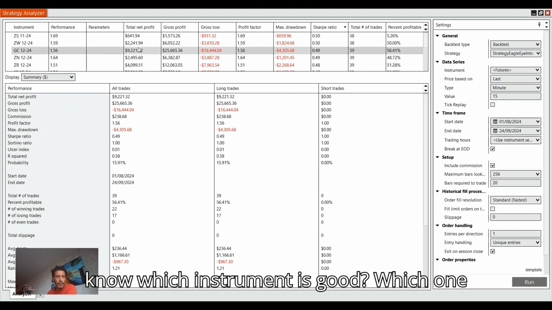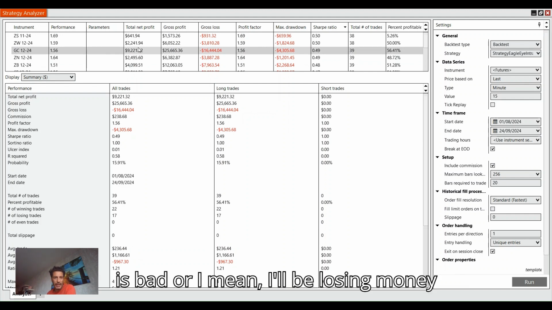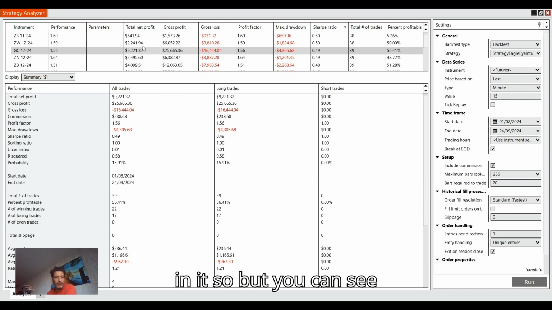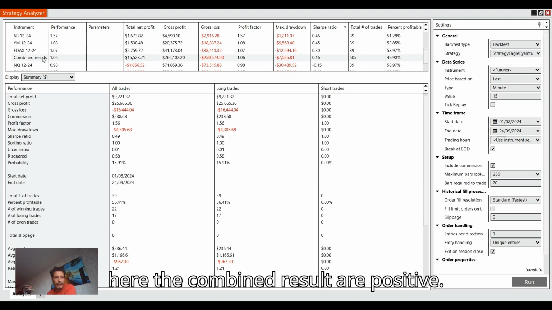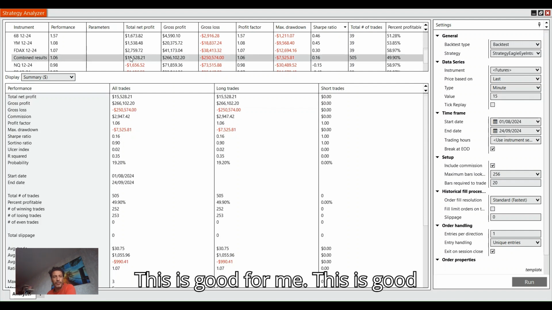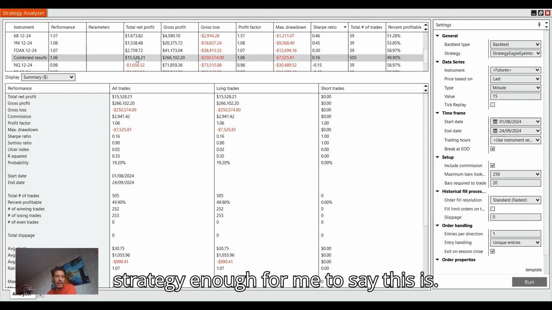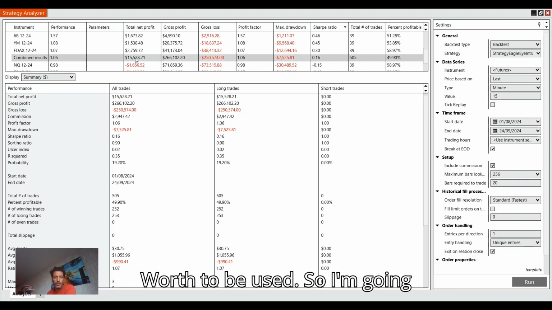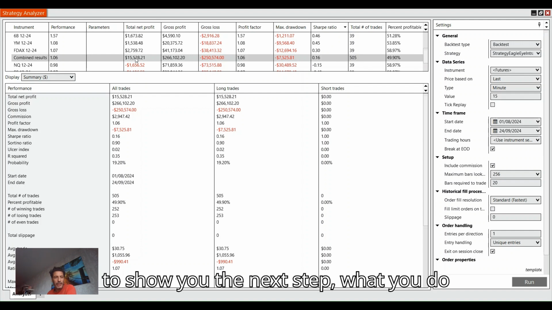But how would I know which instrument is good, which one is bad? But you can see here the combined results are positive. This is good for me. This is a good enough strategy for me to say it's worth being used. So, I'm going to show you the next step, what to do.